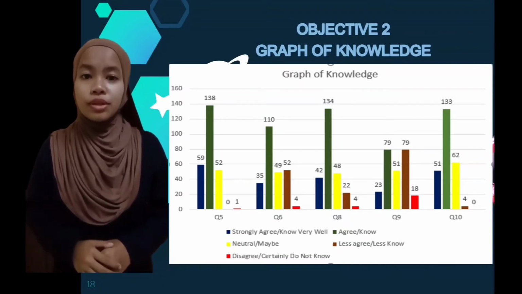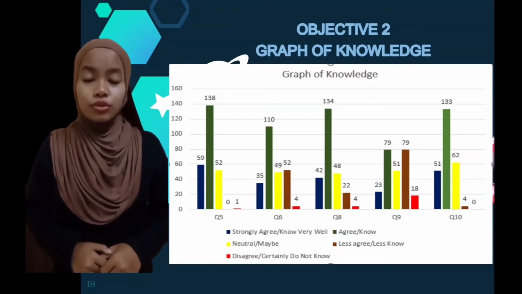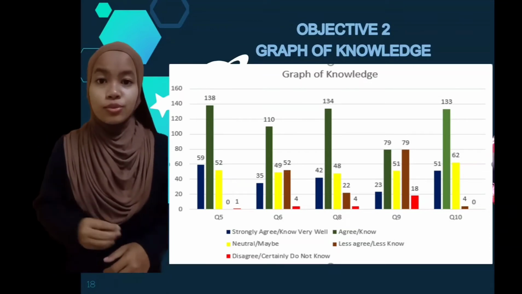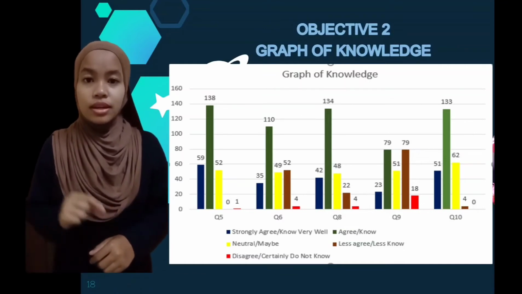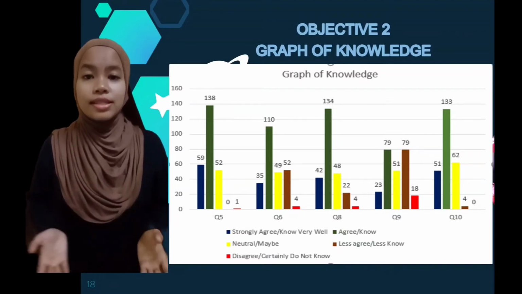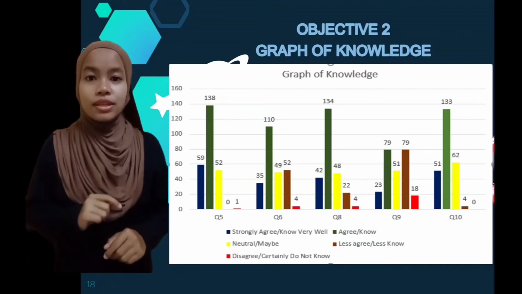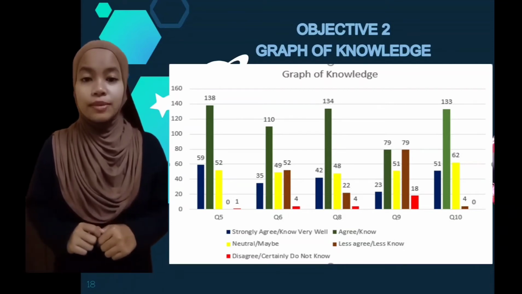Furthermore, the difference between the highest and the lowest percentage at question number 8 is 52%. Besides that, as we can see, the difference at question number 9 was 24.4%. Lastly, for question number 10, the difference between the highest and the lowest is 54.8%.